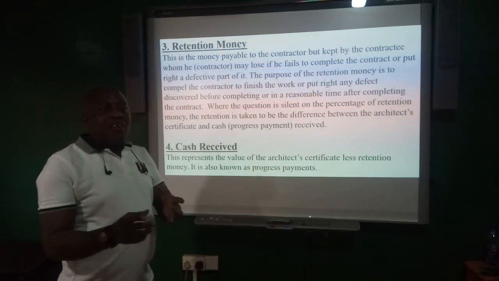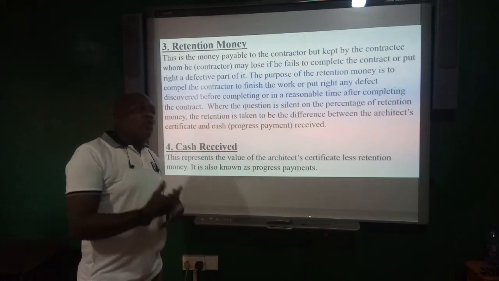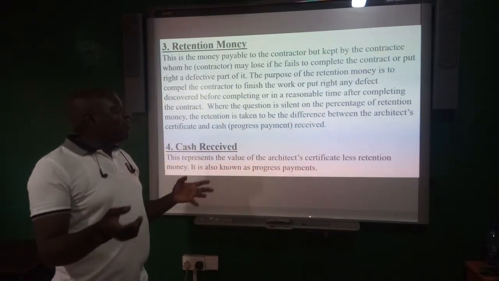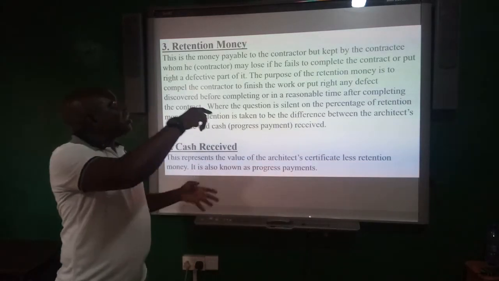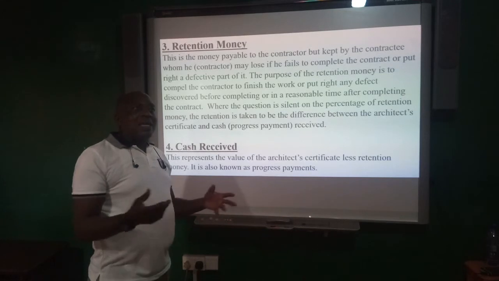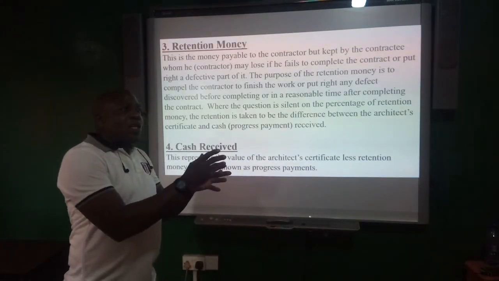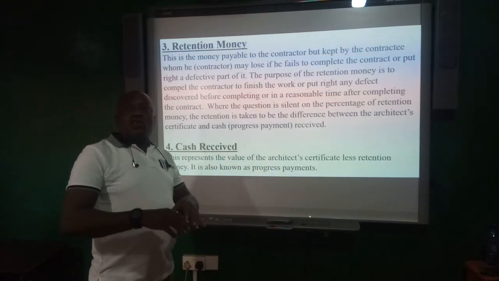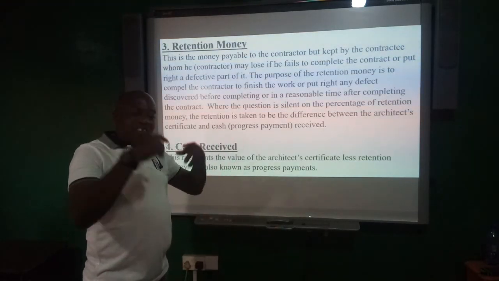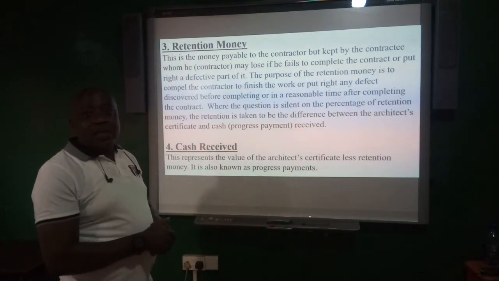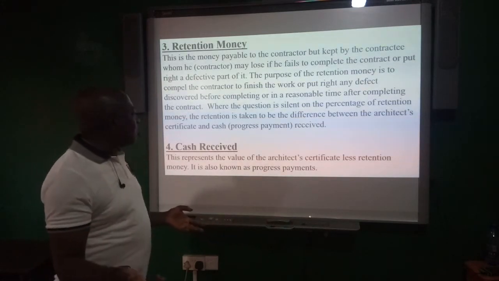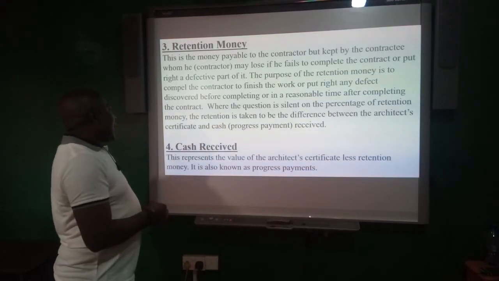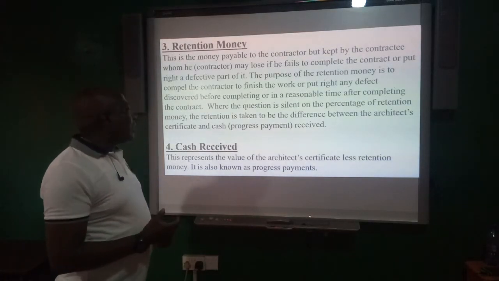So retention money, if you enter into contract with a contractor and you are to pay the person say 10,000 Ghana cedis when the work is done, if you pay everything, if later on you find out that there are some defects, there are some cracks, faulty electrical works, plumbing works, and then you cannot call him to come and work, so you take some money out of the main contract amount and put it aside so that when he finishes the work and then you go around, inspect, and then you are satisfied that everything is okay, then you give back that money. Normally it is given in percentages, but as I've told you, if it's not given in percentages, then it is the difference between the architect's certificate and then the cash received from the contractee.